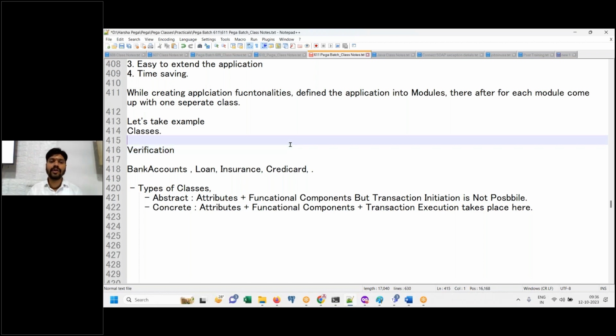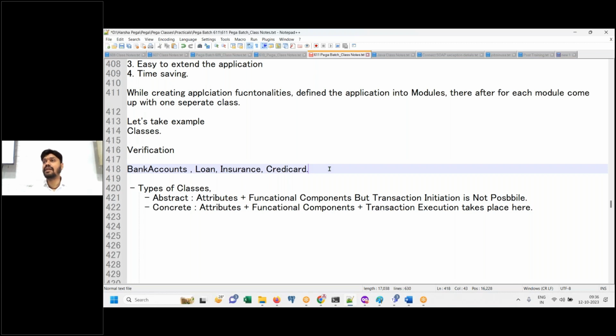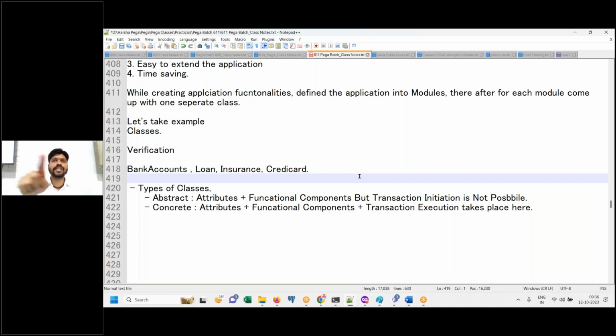When you are implementing, we discussed these classes, right? Verification, bank accounts, loan, insurance, credit card. Tell me, what are the classes here where it is okay to initiate the transaction? Which department should have the ability to initiate the transaction? Bank accounts department should have the ability to create a new bank account transaction. Yes or no? Transaction means you initiate something, process it, close it. Bank account creation, bank account department can do or cannot do? Can do. They should do. Loan department can initiate loan transaction process.